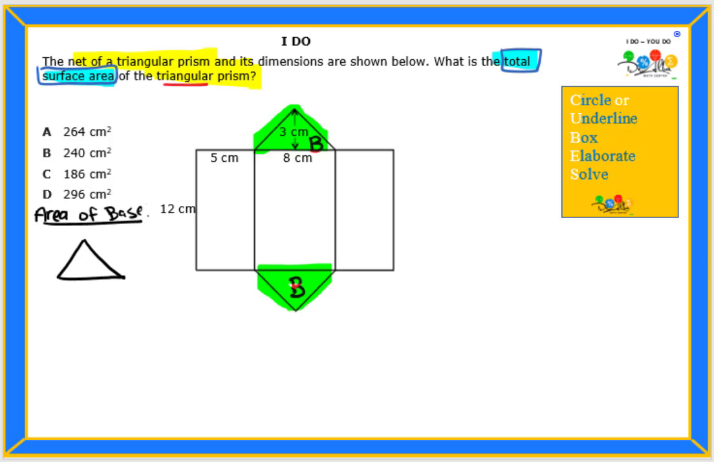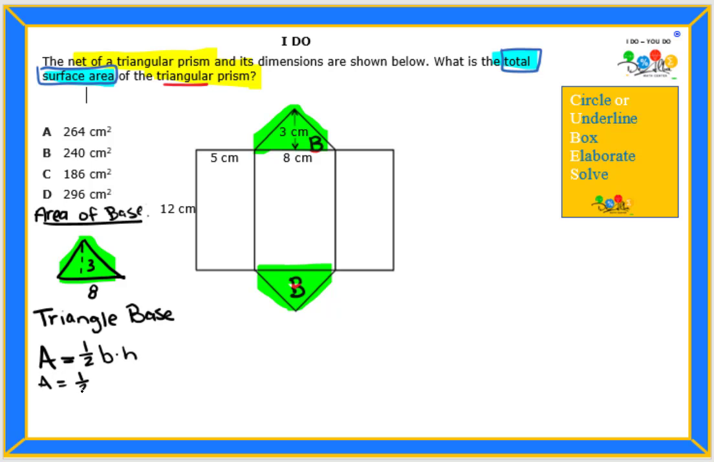Okay, so that's how we found out that we have these two bases that are triangles. And then we find the dimensions are 8 for the base and 3 for the height. The shape is a triangle, so even though we're finding the area of the base, we need to know what shape that base is. In this case, we have a triangle base. So we're going to use the area of a triangle, which is half of the base times the height.